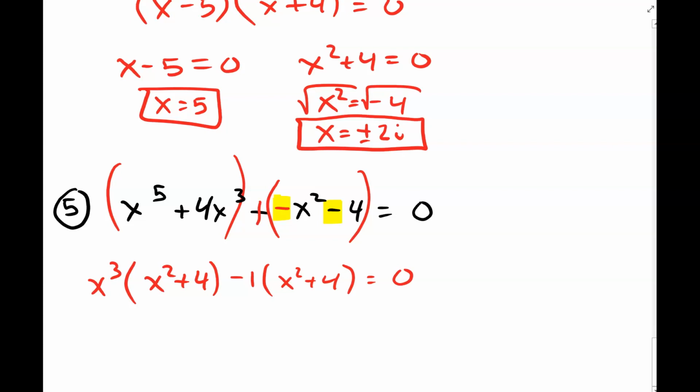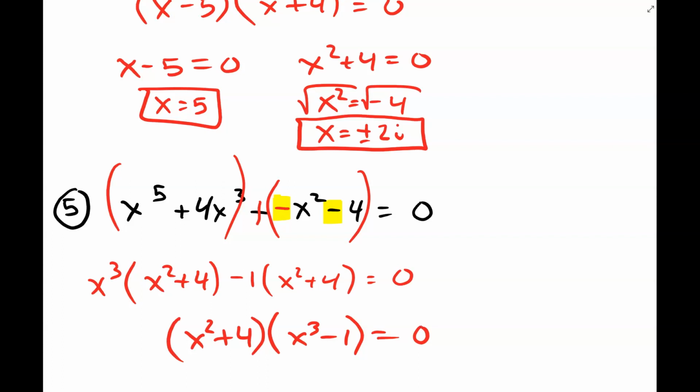All right. Now what? We still do greatest common factor. It's x squared plus 4. Good. And when we factor that off, what's left? X cubed minus 1. Okay. So far, so good? Is there more factoring we can do?